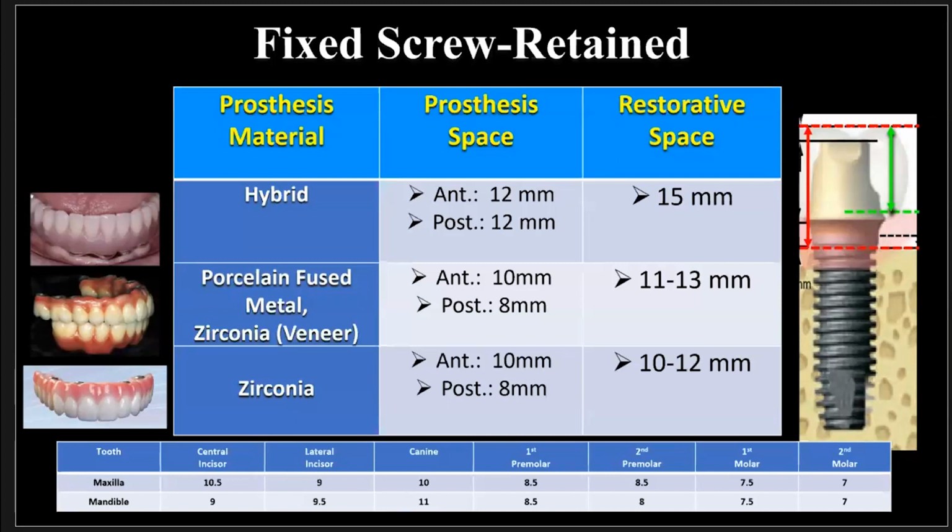If we're measuring down to the platform of the implant or the platform of the multi-unit abutment, we need 10 to 12 millimeters. We're going to need closer to 12 millimeters in the anterior, and in the posterior, we may be able to get away with 10 millimeters.